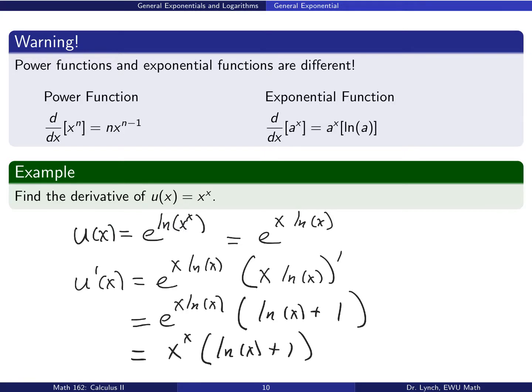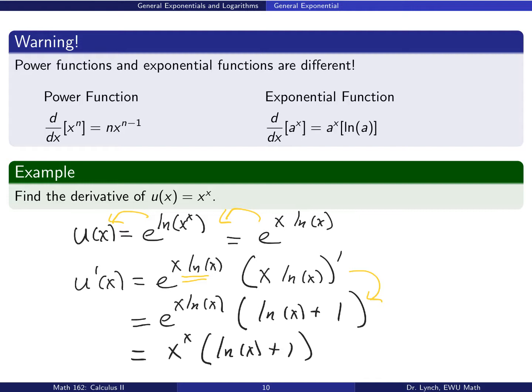So rewriting x to the x as e to the ln x to the x, we can hop that power of x down and rewrite it as e to the x ln x. Then the derivative just comes from the chain rule. So the derivative of e to the stuff is e to the stuff times the derivative of the stuff. And when you go to take the derivative of the stuff, there's a product rule involved, and here we've evaluated the product rule.